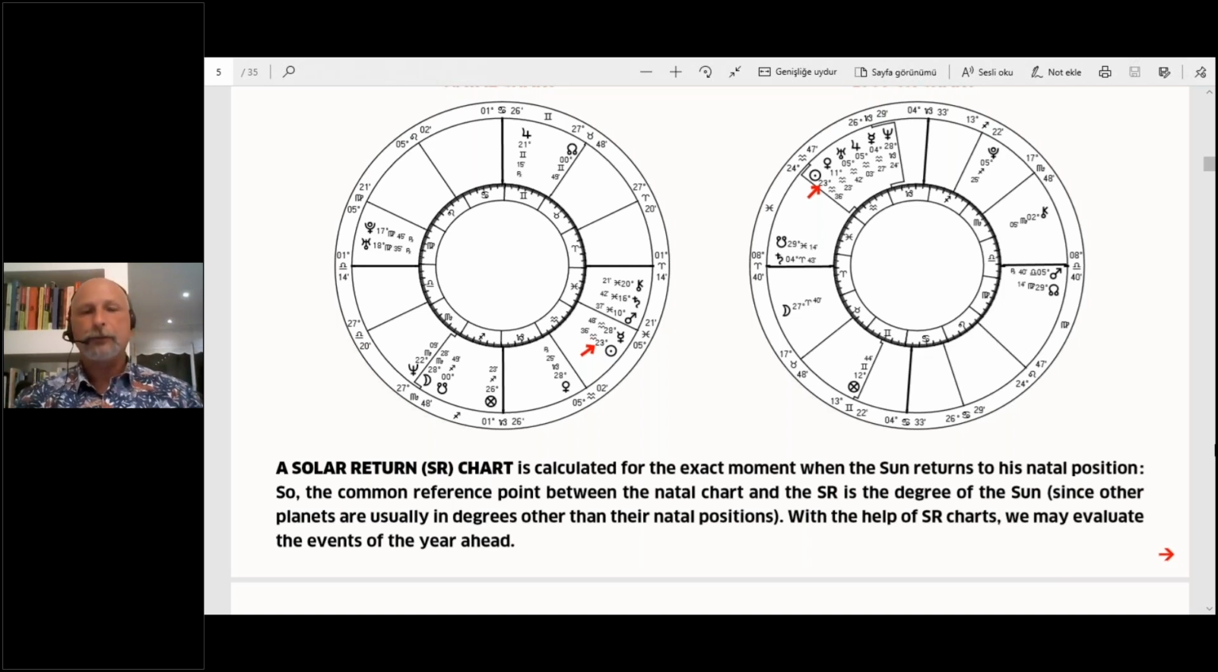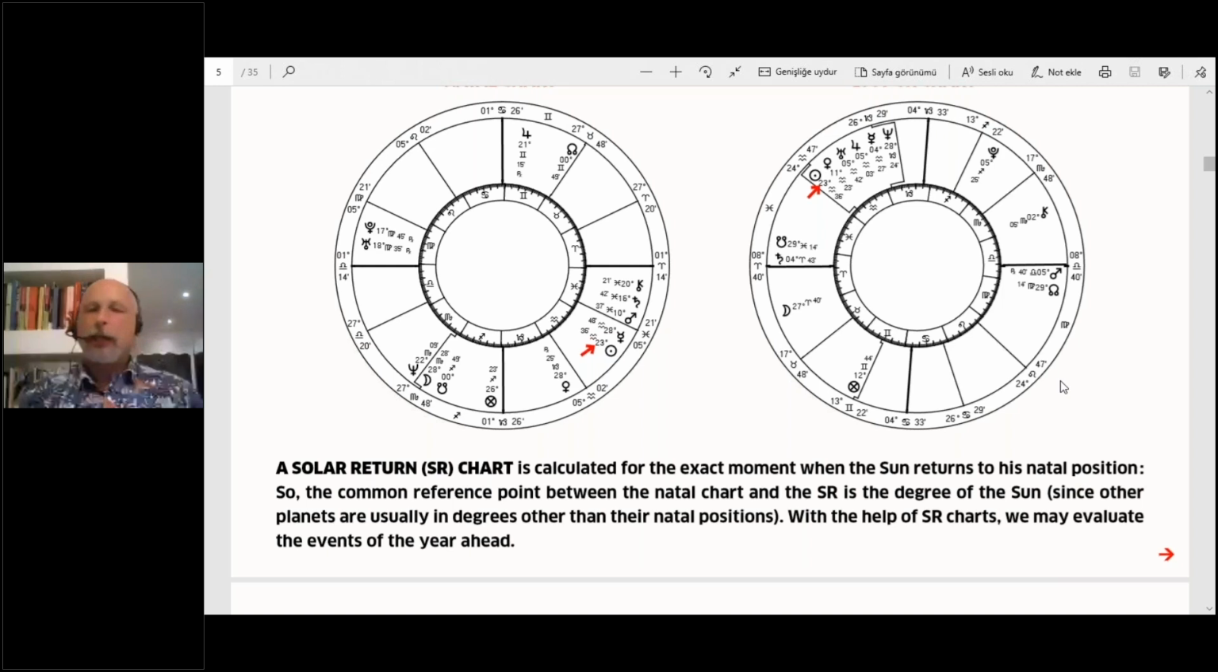So the common reference point between the natal chart and the solar return chart is the degree of the sun, because the other planets are in degrees other than their natal positions. And with the help of the solar return charts, we may evaluate the events of the year ahead, because the sun's transit around our chart, passing through the 12 zodiac signs, takes a year. So we can also call these charts revolution charts, a year for the nativity.